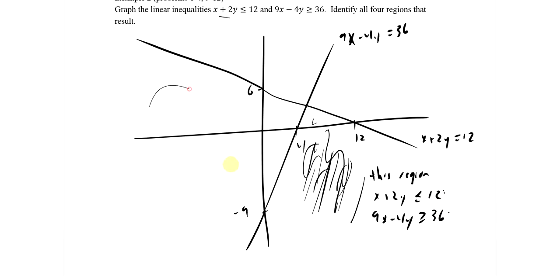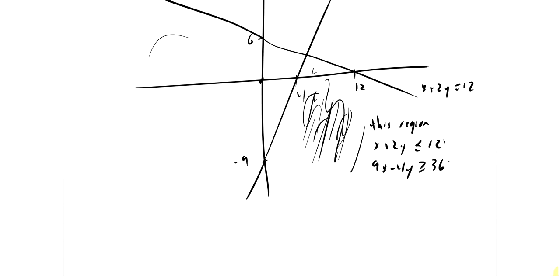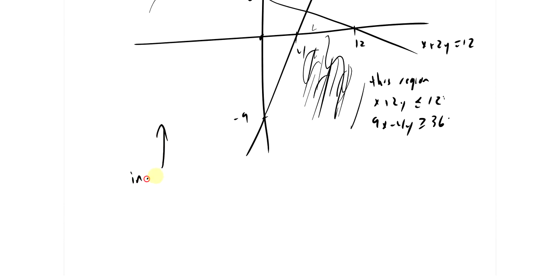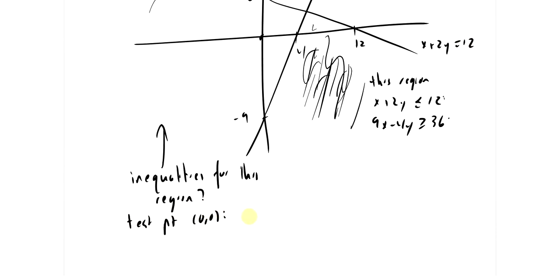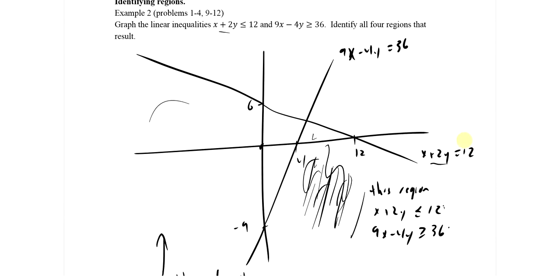What about this region over here? What are the two inequalities that give rise to that region? And one way you can check is just pick a test point. So we'll say inequalities for this region. Well, take your test point, 0, 0, and plug it into your inequalities. So 0 plus 2 times 0, plug into this line, equals 0, and that's less than or equal to 12. So which side of the line x plus 2y equals 12 is 0, 0 on?